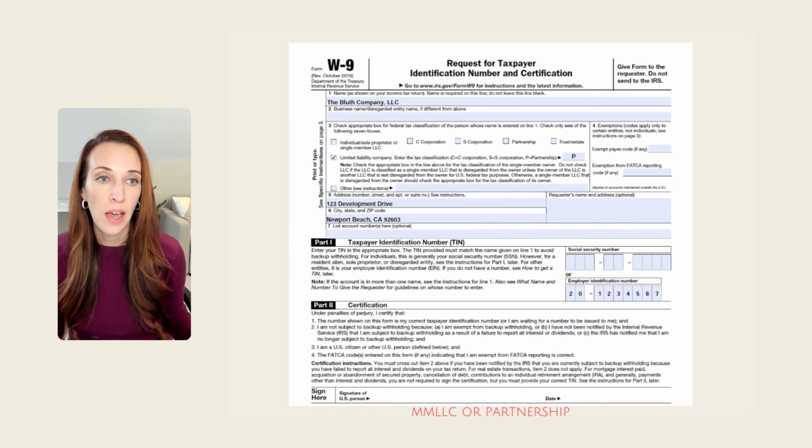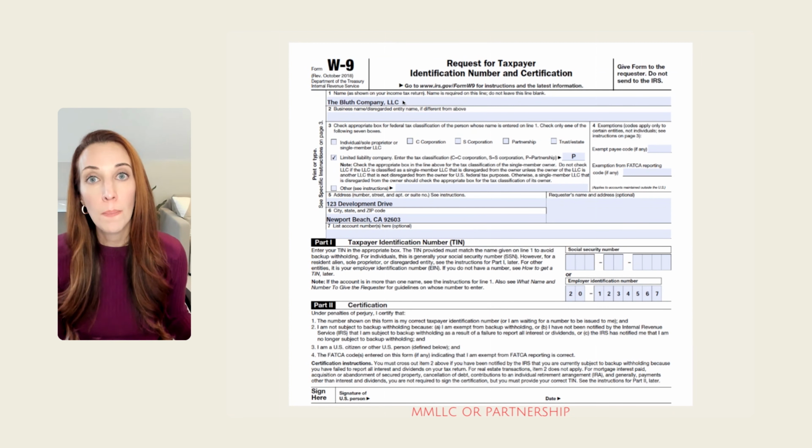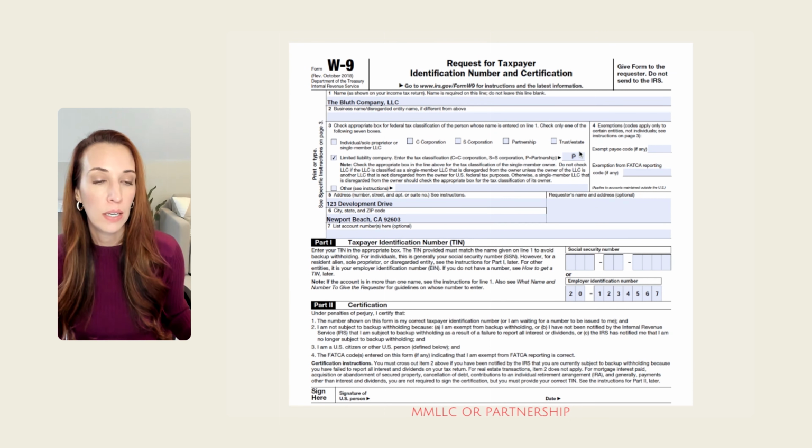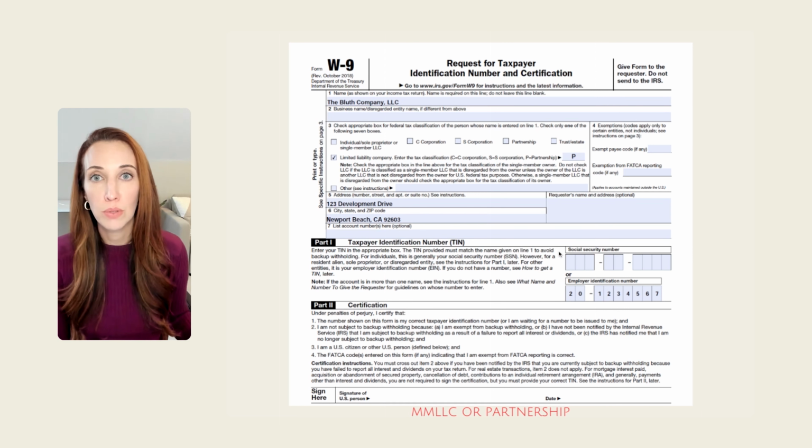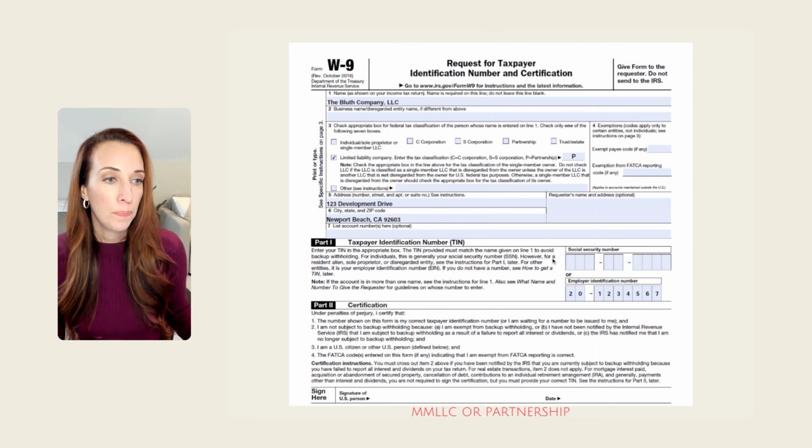So because of that, in box 1, the company name needs to be filled out rather than the owner name. Then limited liability company would be checked, and then a P for partnership would be put in this box. The address of the business would be included, and then the federal tax ID number would be filled in. You won't have a social security number to put in here because it's multiple members. So definitely a federal tax ID.